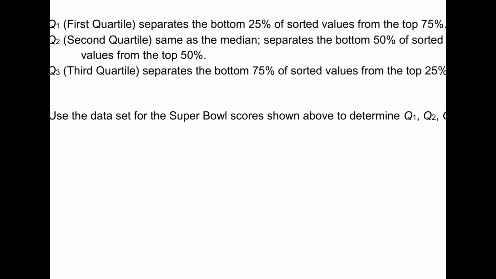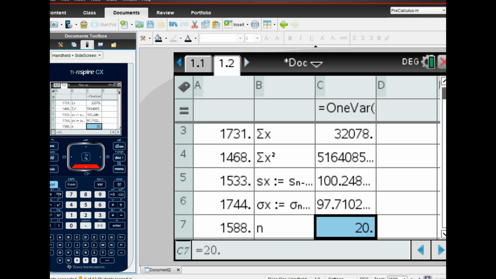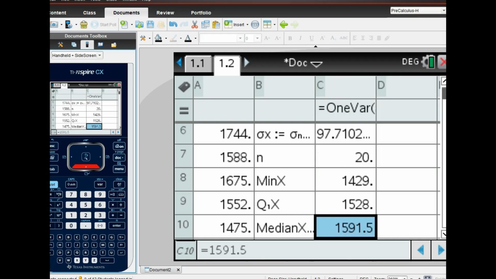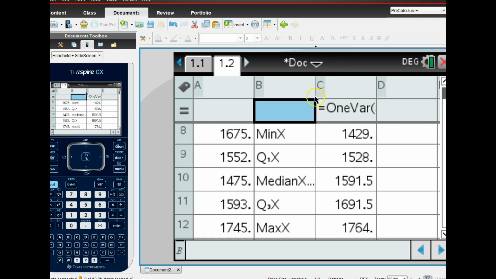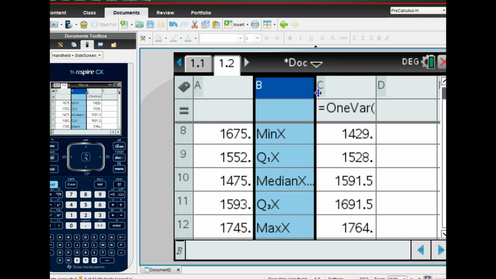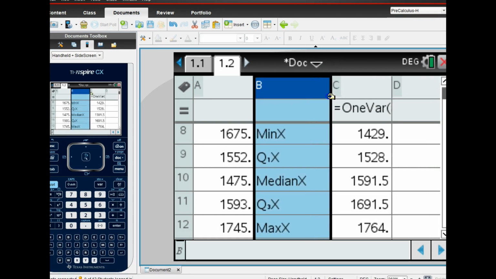All right, so use the data set for the Super Bowl scores shown above to determine Q1, Q2, Q3. I want you to insert all 42 numbers and find Q1, Q2, Q3. But wait, pause. Remember how if we keep scrolling down, it tells us Q1, Q2 and Q3. If I make this a little wider, you would see that besides median, it says Q2. But here's different ones.